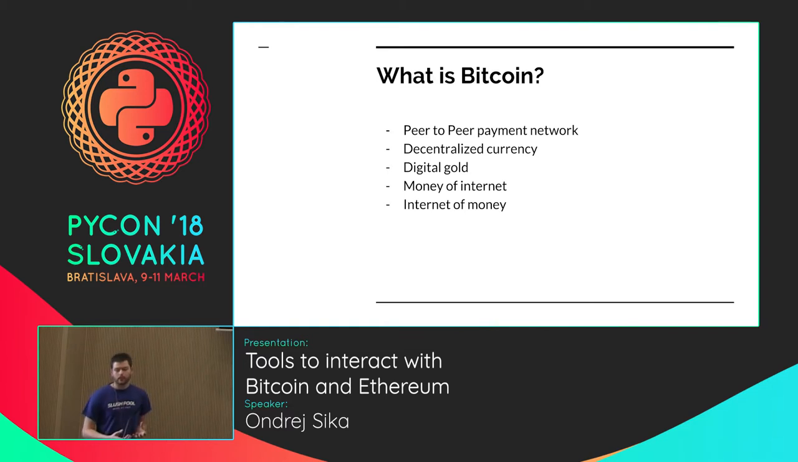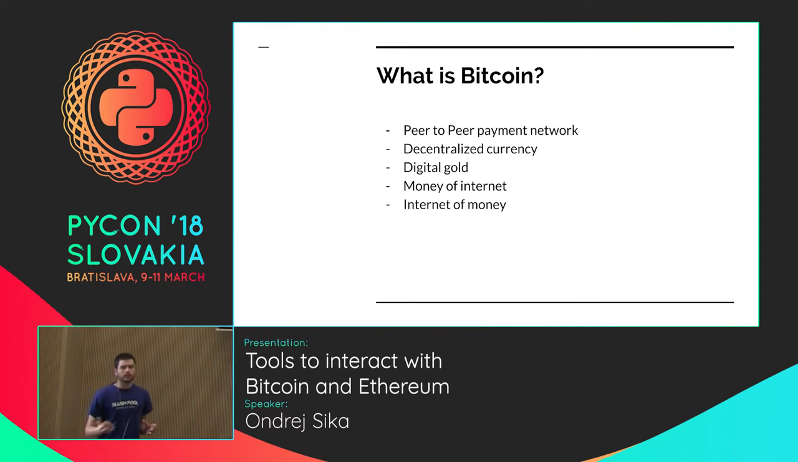You can see Bitcoin as a peer-to-peer payment network. You can send money directly from you to your buddy, your mate, without any third party or middleman. It's the first time ever you can do this online without any third parties like a bank or PayPal.